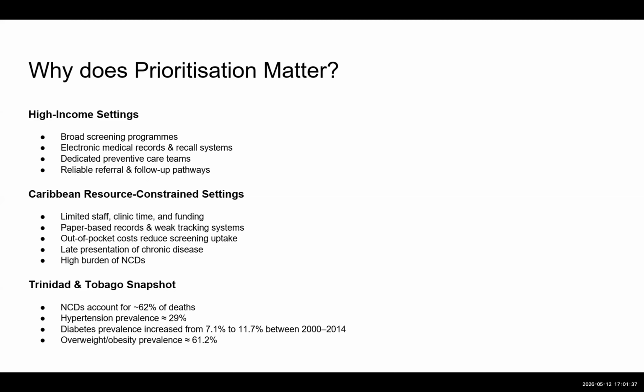This is important in Trinidad and Tobago because the burden of non-communicable diseases is extremely high. Research from PAHO and the Ministry of Health shows that non-communicable diseases account for about 62% of deaths in Trinidad and Tobago. Hypertension prevalence is approximately 25.8%, while diabetes has been rising significantly over the last two decades. More than half the adult population is overweight or obese. This increases the future burden of cardiovascular disease and diabetes.